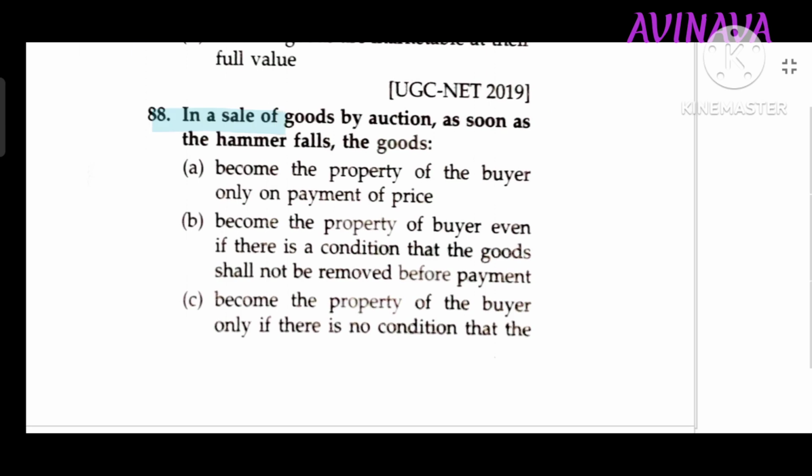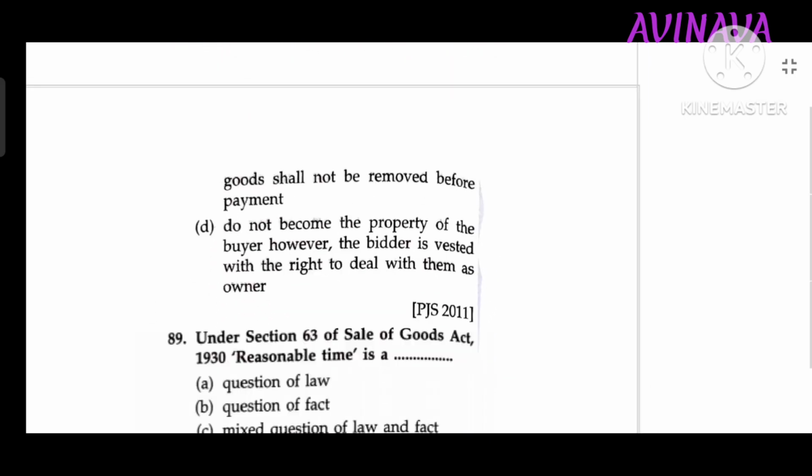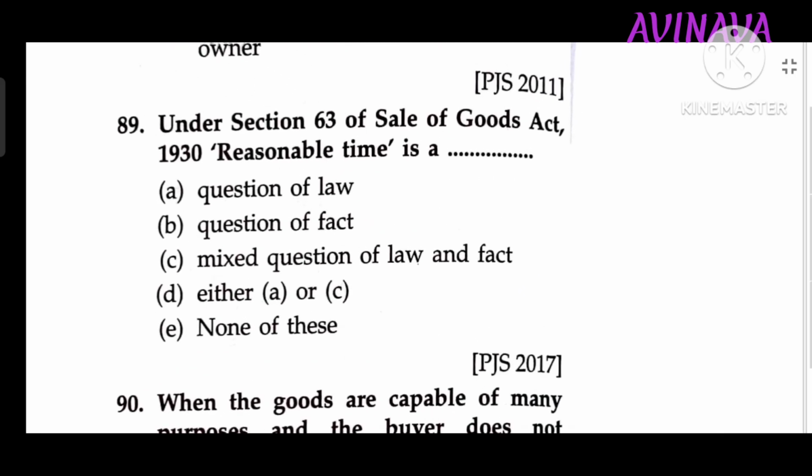In sale of goods by auction, as soon as the hammer falls, the goods become the property of the buyer, even if there is a condition that the goods shall not be removed before the payment. Under Section 63 of the Sale of Goods Act, reasonable time is a question of fact.